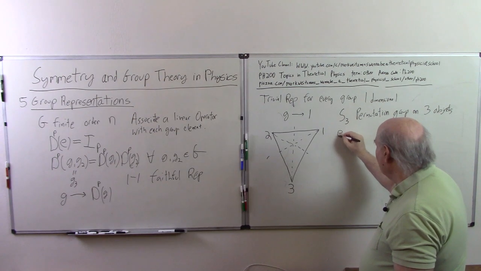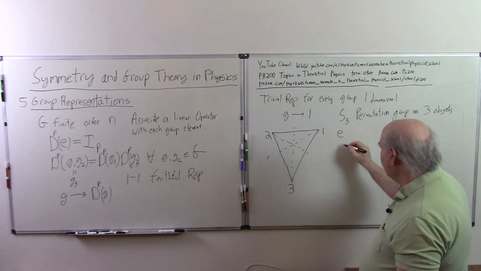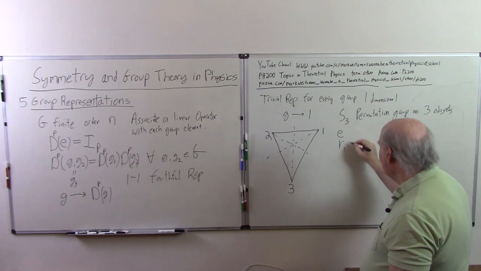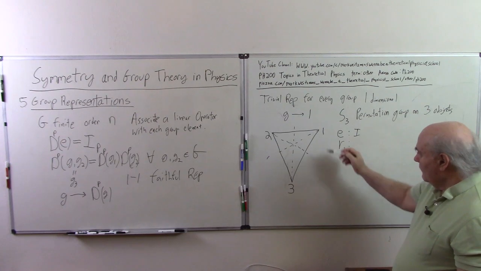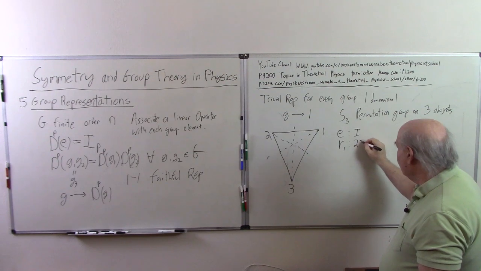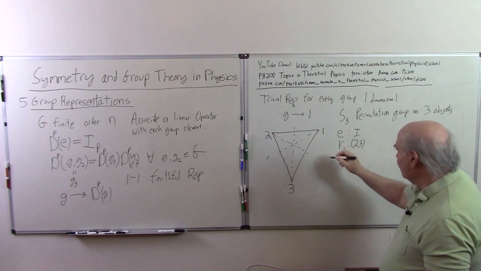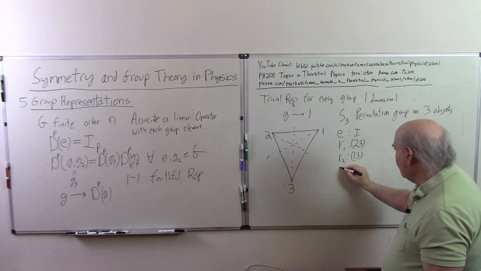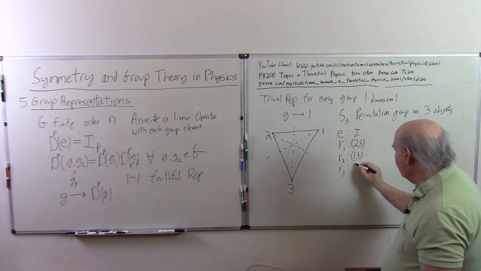So we have E, which is the identity permutation. We can reflect about the 1 axis. I'll just put identity for the identity permutation. We reflect about this axis, and that just flips 2, 3, so that's represented by this transposition. We have R2 flips about the 2 axis, so that flips 1, 3. And we have R3 that flips about this axis, so that's 1, 2.